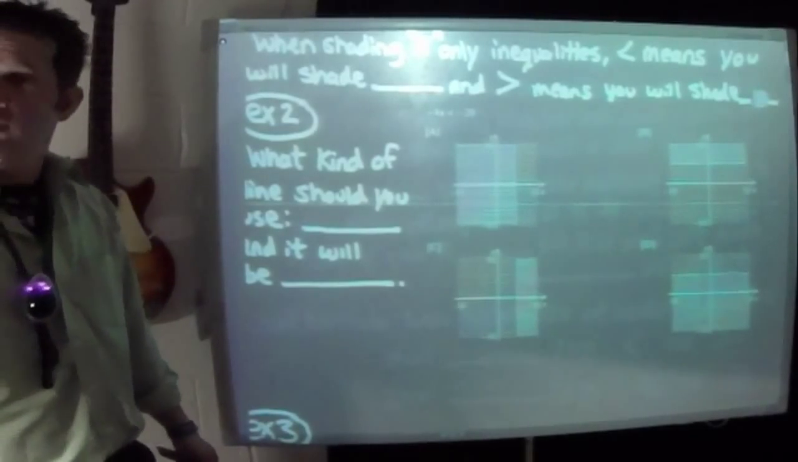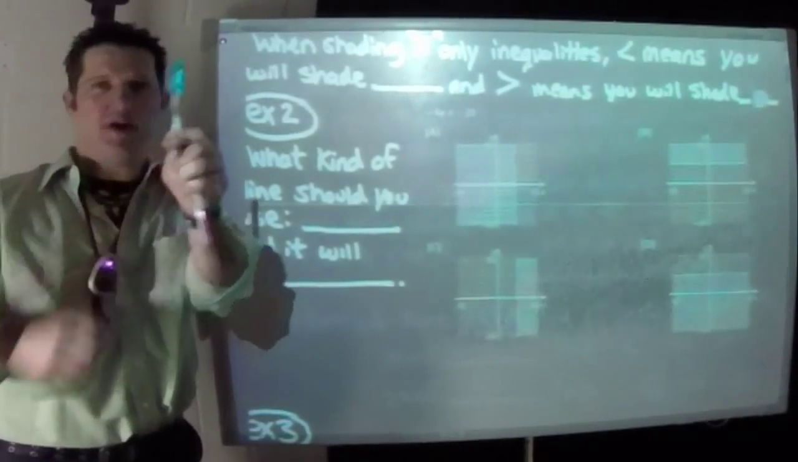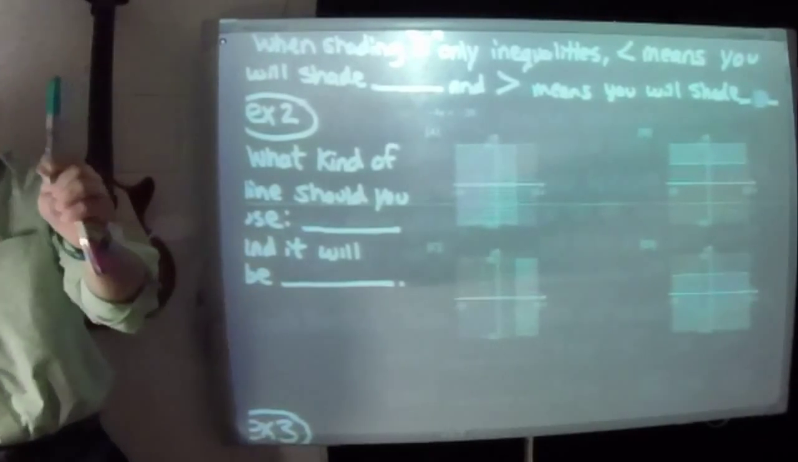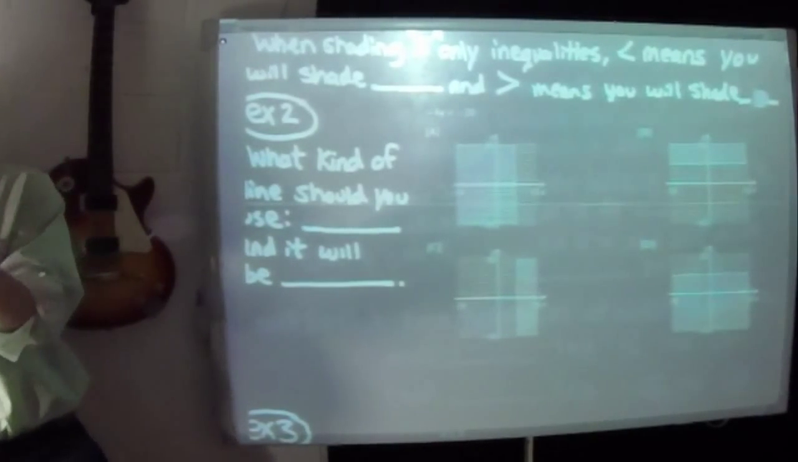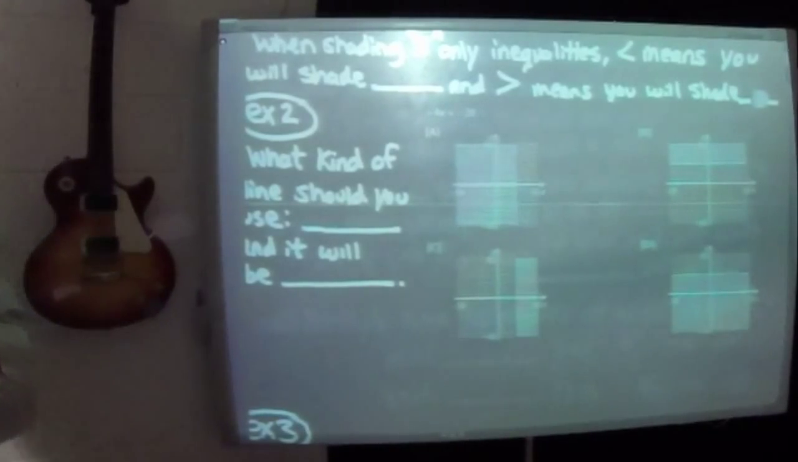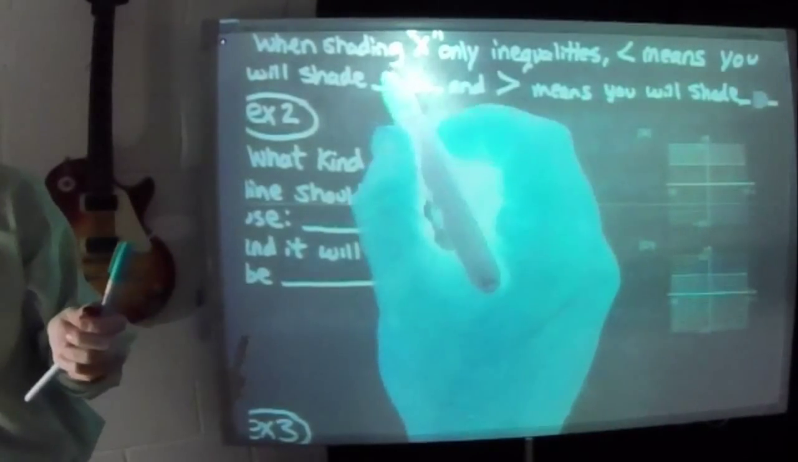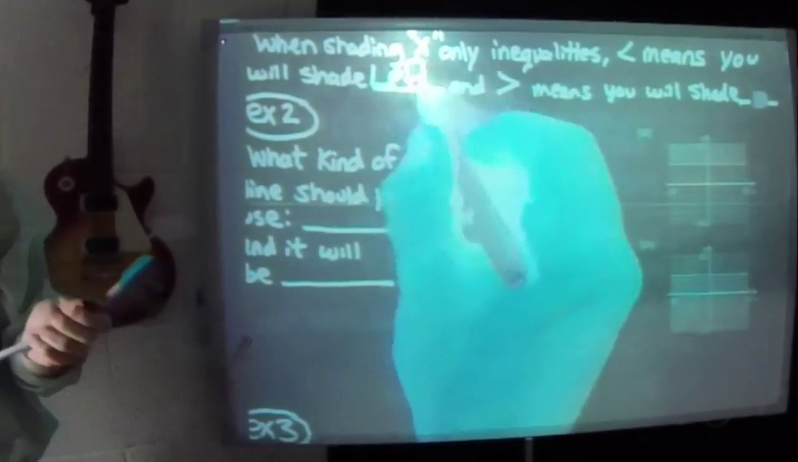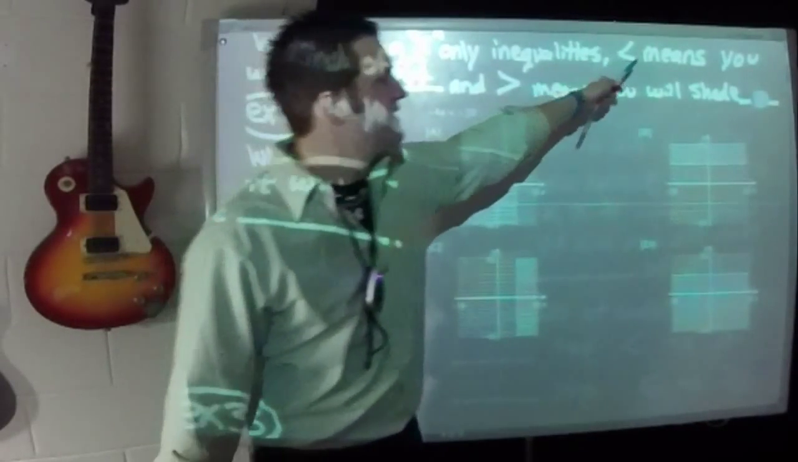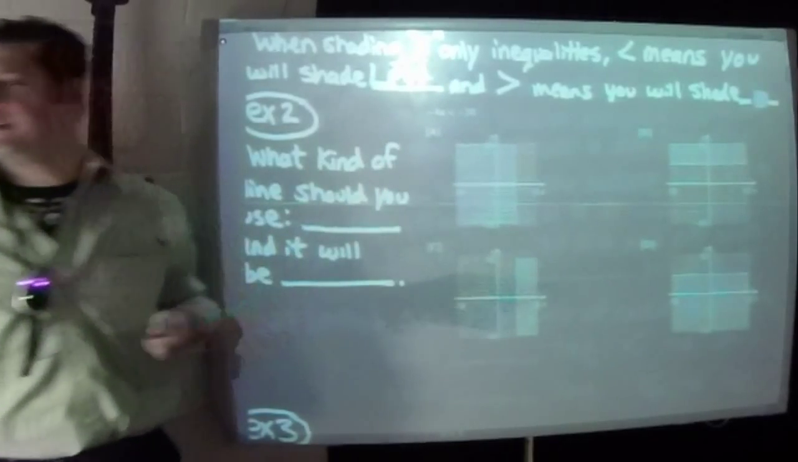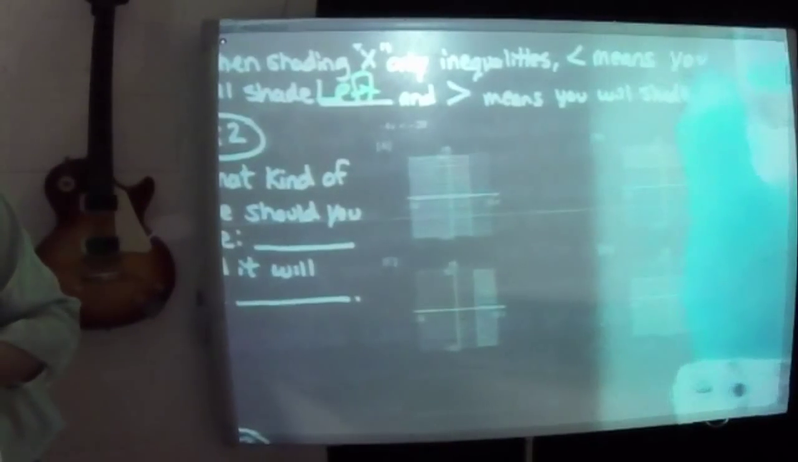Here's the thing though, when you go to shade, you cannot shade above or below a vertical line. So the shading is a little different. Instead of shading above and below, it's going to be shading left or right. Less than means left of. So if you have a vertical and you have a less than, you shade left. So on the x's, if you have a less than, you shade left. If you have a greater than, you shade right.